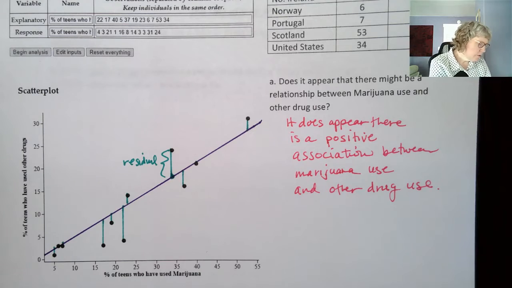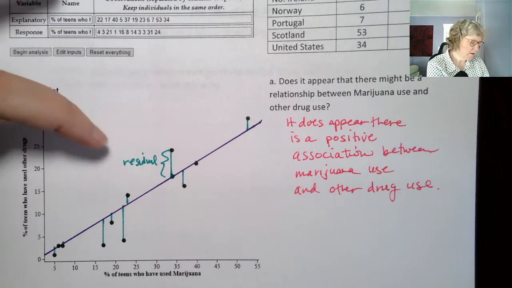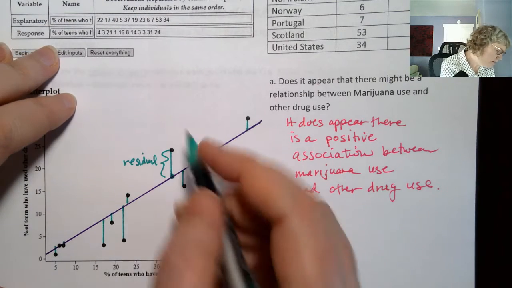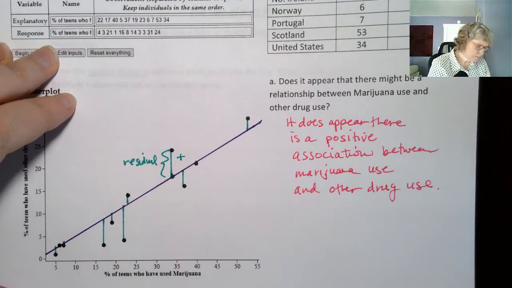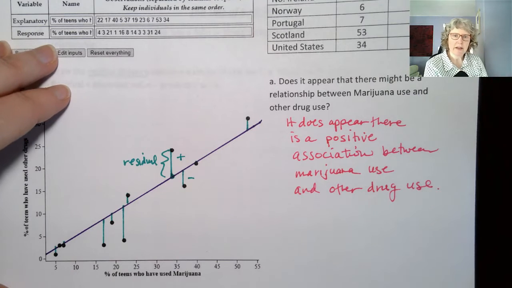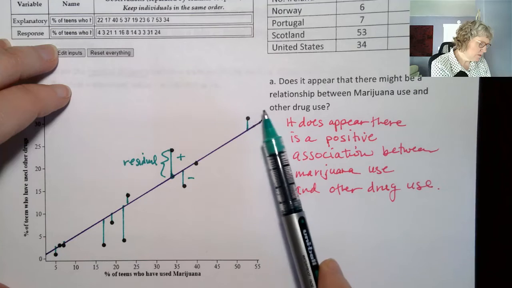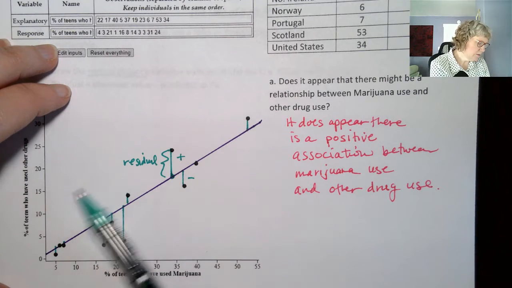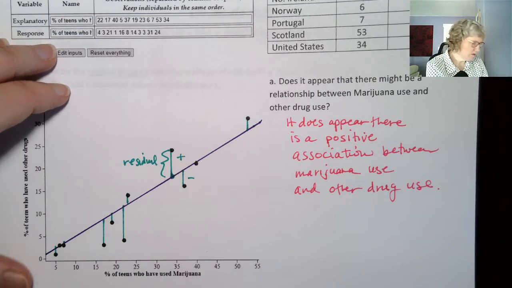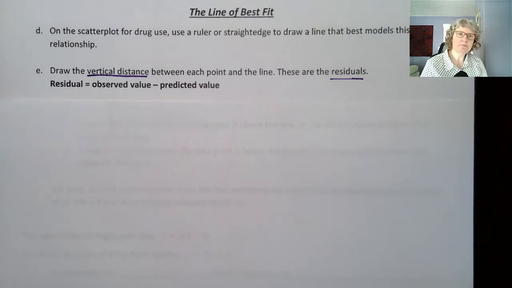If a residual is positive, that means the actual data value is above the line. So this would be a positive residual, and this would be a negative residual. It's a nice way to define it: any points above the line have a positive residual, and anything below the line has a negative residual. Let me explain that on this sheet. I've got that written out for you.